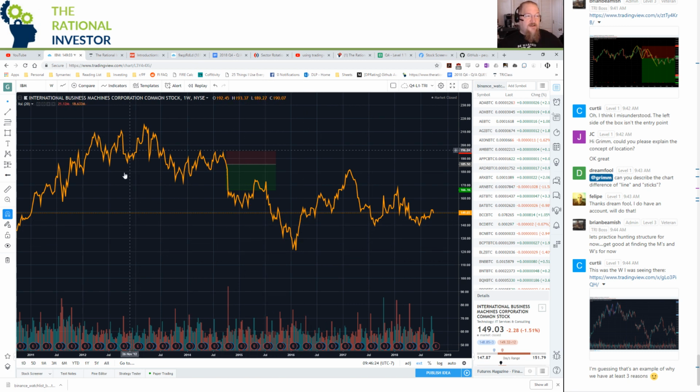One of the key factors of an M is the right hand high needs to be lower than the left hand. Also on a W, the right hand low has to be higher than the left hand low, because for a W we want higher lows, and on an M we want lower highs. Okay?